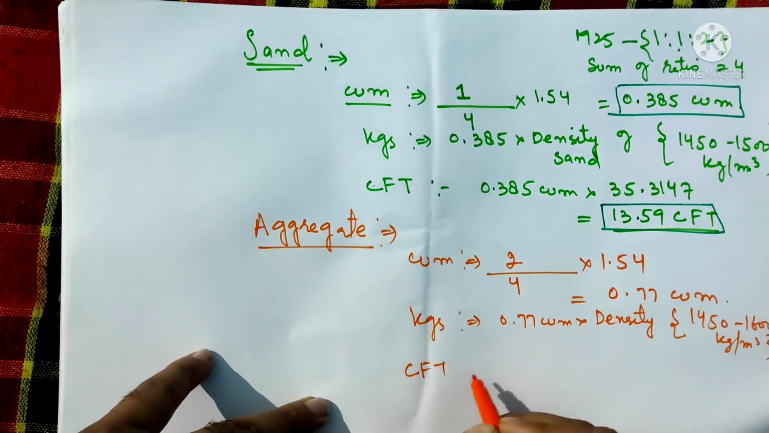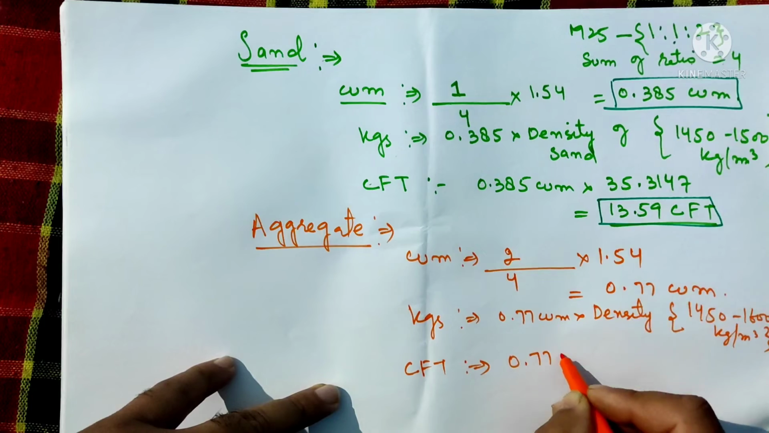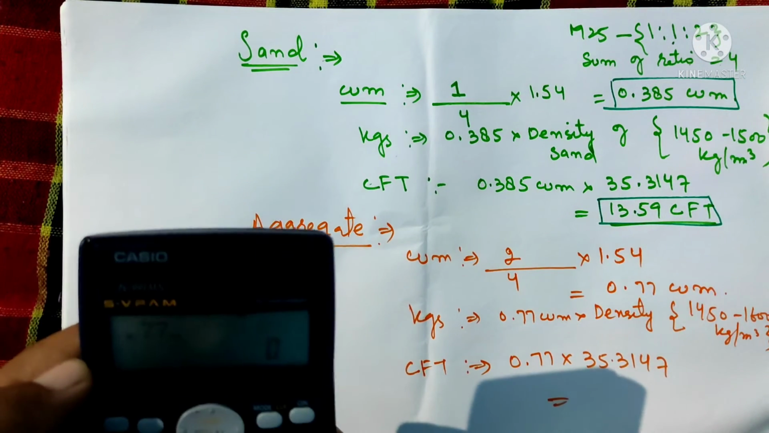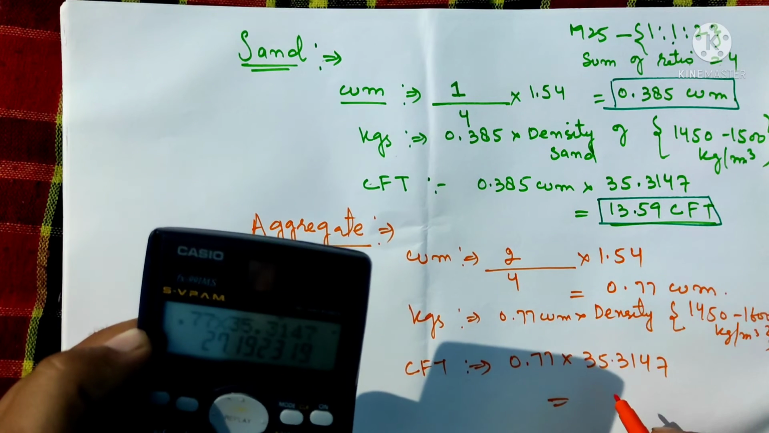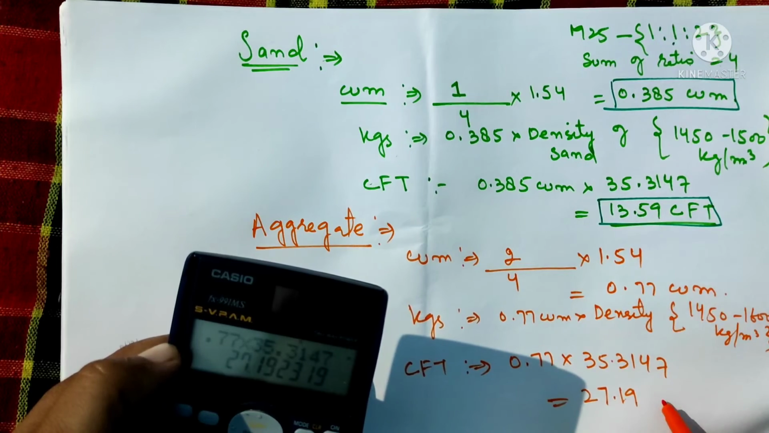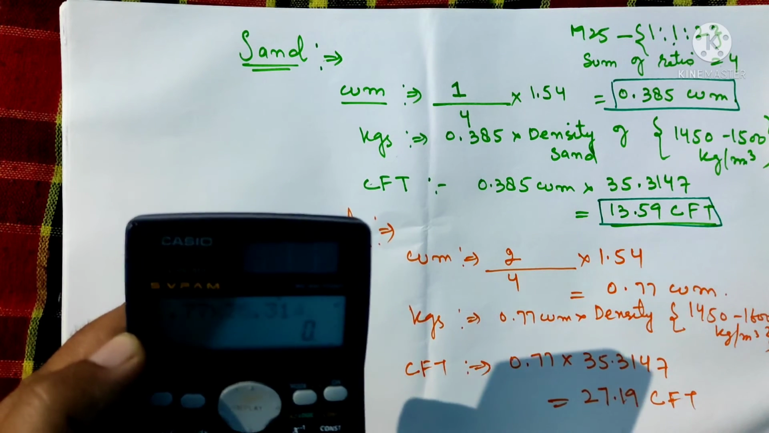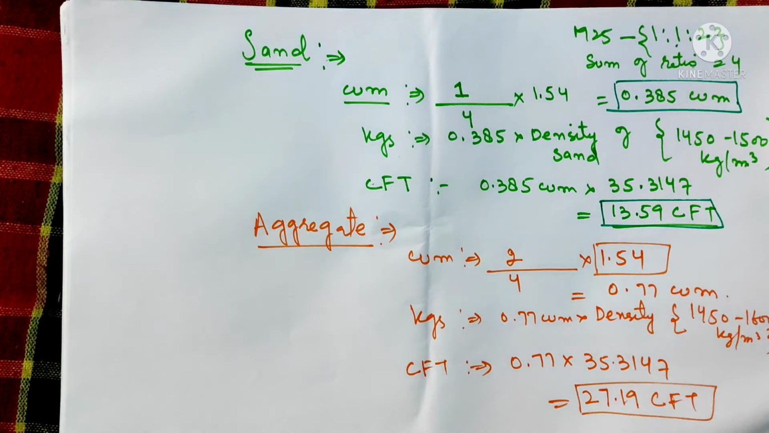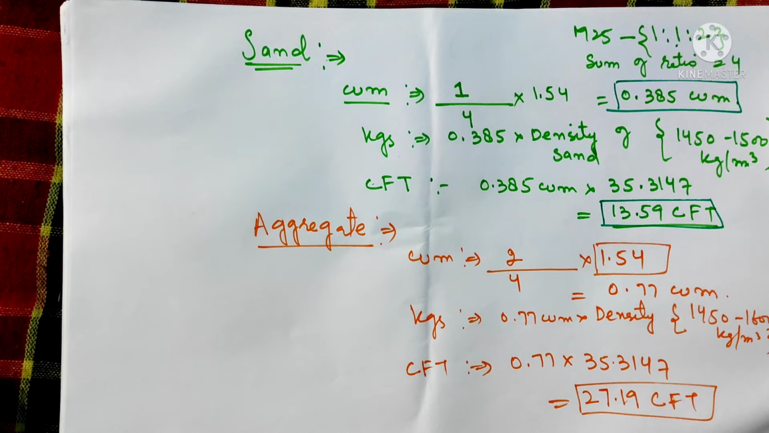If you want to get the aggregates in CFT, then what you have to do, just the quantity in cubic meter multiply by the same 35.3147, you will get in cubic foot. 0.77 multiply by 35.3147, 27.19 CFT. Let us check. 0.77 multiplied by 35.3147, 27.19 CFT. So these are the values. This is the calculation of the sand, cement, aggregate in M-20 grade of concrete.